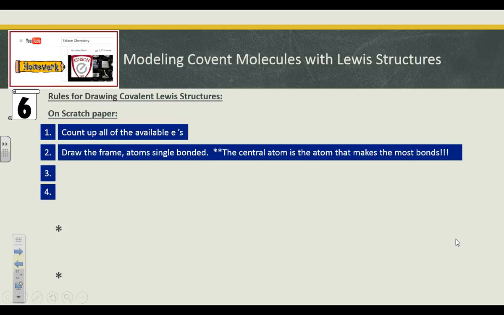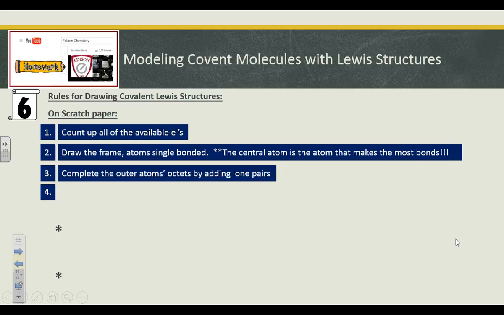Second, we're going to draw a frame, with atoms that are going to be singly bonded to each other. The central atom is the atom that makes the most bonds. Because remember, if you're missing electrons out of your valence shell, you're going to fill it up with a chemical bond. So if you have 2 missing electrons, you're going to do 2 bonds, 3 bonds, 4 bonds, 1 bond, etc. The central atom is the one that makes the most because it has the most connections to make.